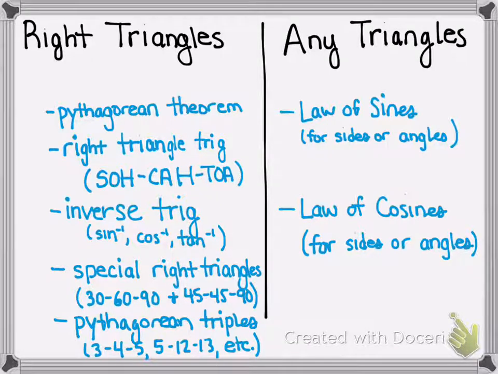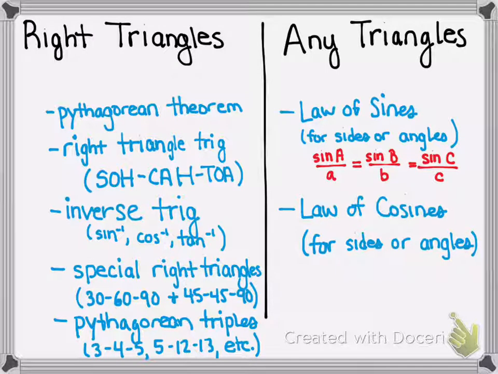So you may notice that on our any triangle side, we only have two tools. That means there are only two things we need to consider if we're trying to solve a triangle that is not a right triangle. The first is law of sines, and that can be used to find sides or angles. And the second is law of cosines. Now, to take a look and figure out when we might use one of these tools versus the other, it's helpful to look at the formulas.